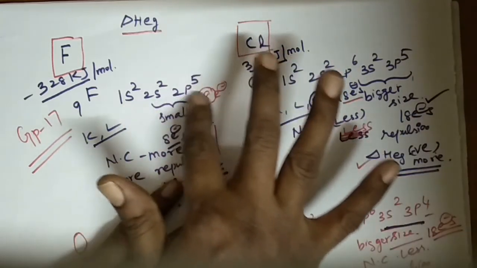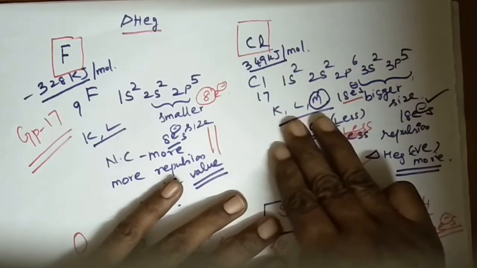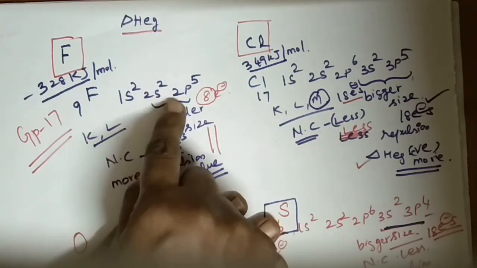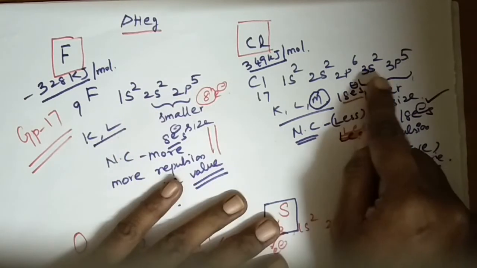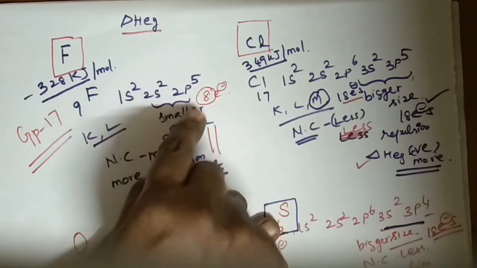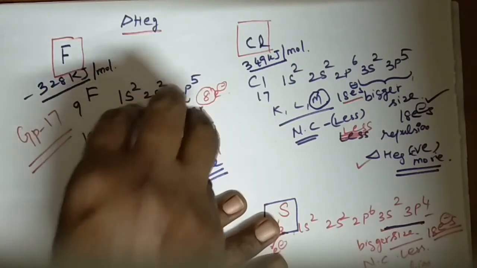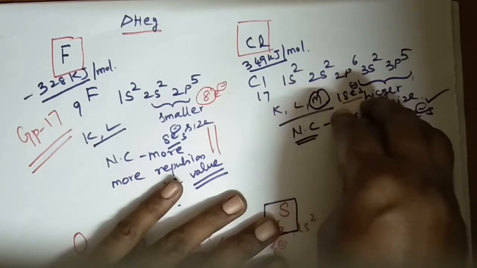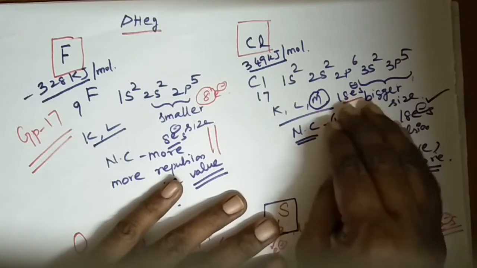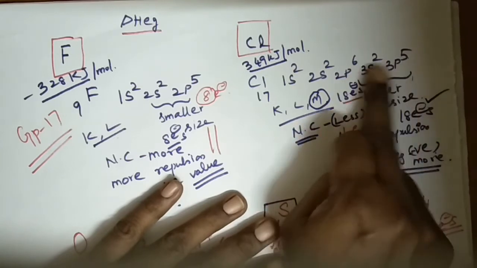In case of fluorine, the size is smaller. But in case of chlorine, the size is bigger because it is made up of three shells. Here it is only two shells. And also you could see that the second shell can occupy only 8 electrons, whereas the third shell, M shell, can occupy 18 electrons. So here the nuclear charge, they are made up of two shells, so the nuclear charge is more, and also the electron density is more. Here it is made up of three shells. Okay, so the nuclear charge is less, and there is less electron density because this third shell can accommodate 18 electrons.